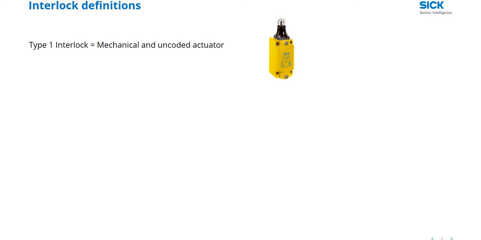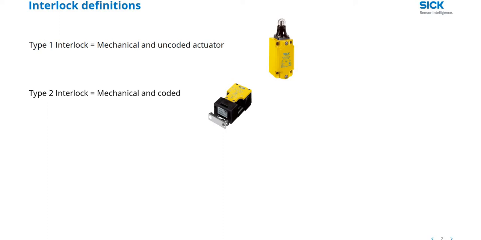So type 1 and type 2 are going to be mechanical-based actuation, and the type 1 interlock would be uncoded. Type 2, mechanical with coded. So in this picture, you might be wondering why is that one considered coded? Well, that tongue style key is a specific shape, and only that specific shape can actuate the interlock. So we haven't gotten into low, medium, high level coding yet, but in general, this is a specific shape. It's not easily repeatable. Only that actuator can actuate the interlock. That would be considered coded.